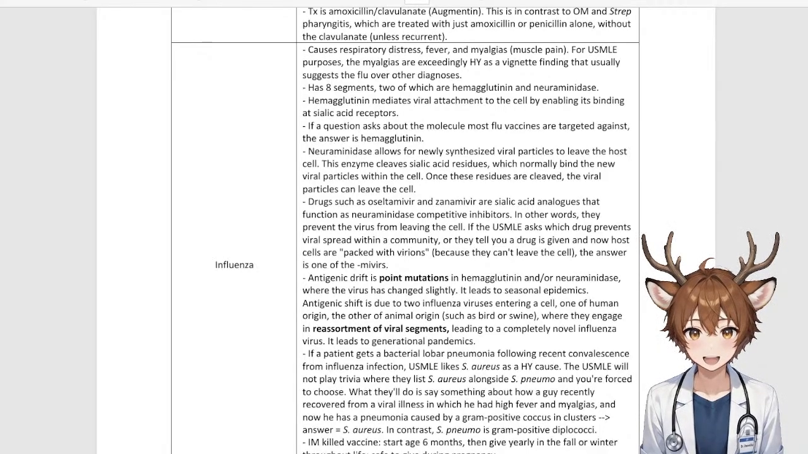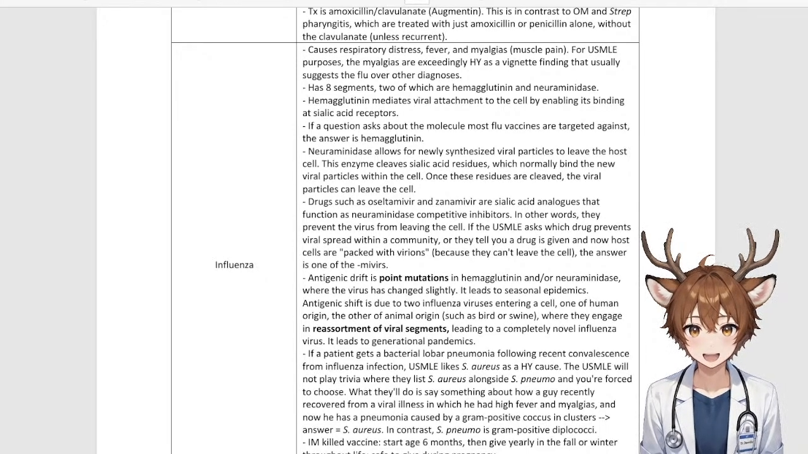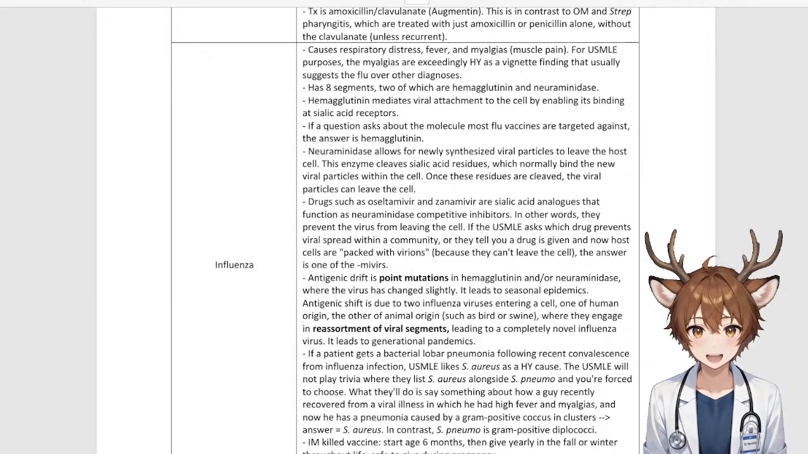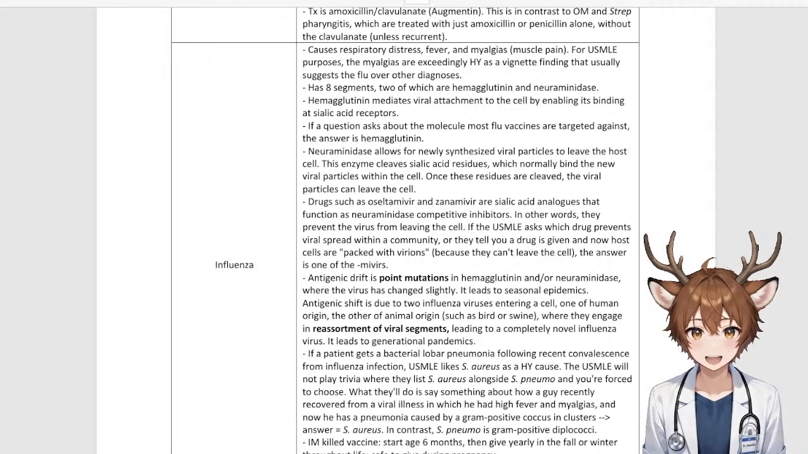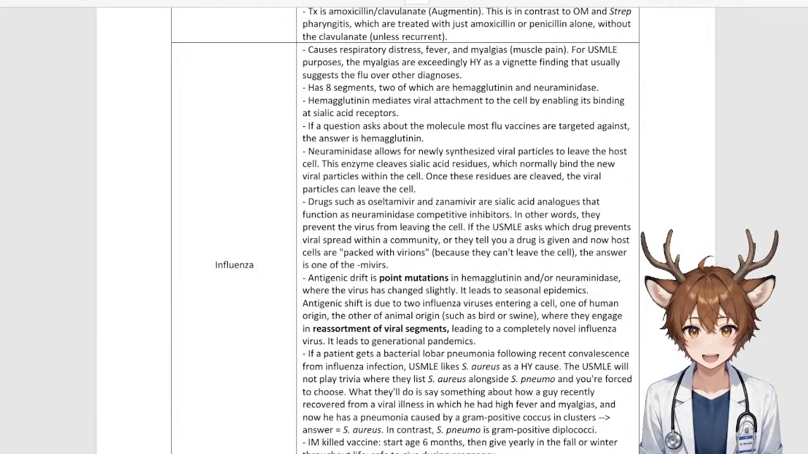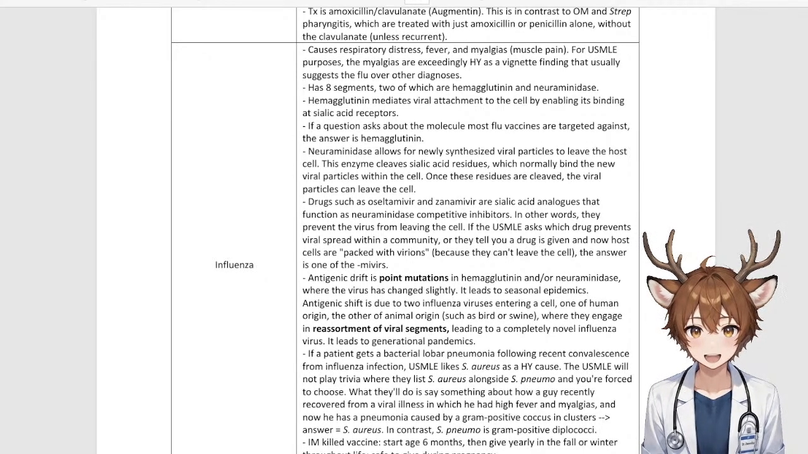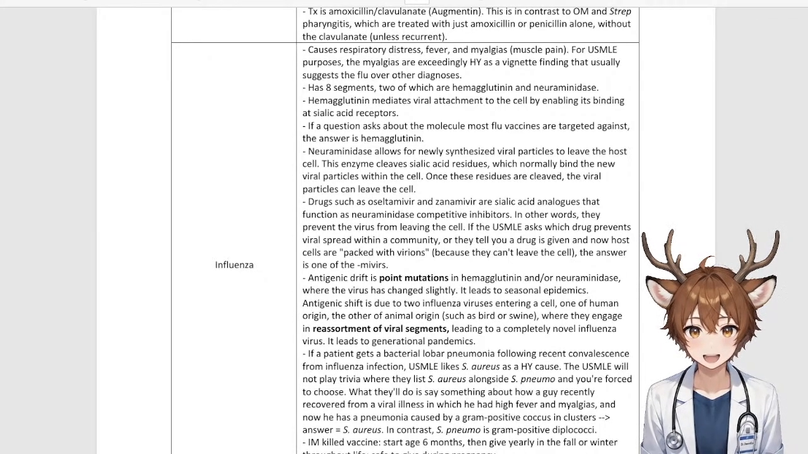Drugs such as oseltamivir and zanamivir are sialic acid analogs that function as neuraminidase competitive inhibitors. In other words, they prevent the virus from leaving the cell. If the USMLE asks which drug prevents viral spread within a community, or they tell you that a drug is given and the hosts are packed with virions because they can't leave the cell, the answer is one of the mivirs, either zanamivir or oseltamivir, which I think is what I've heard more typically.